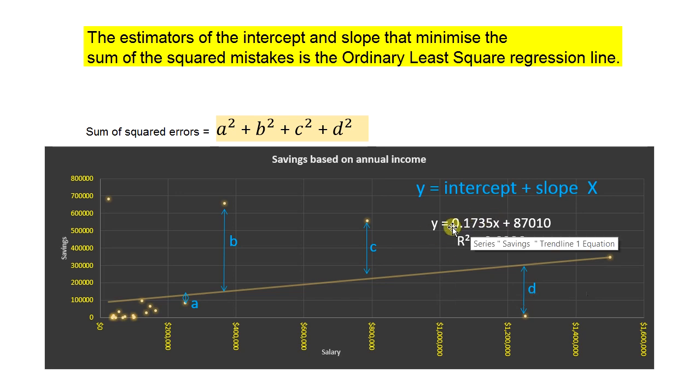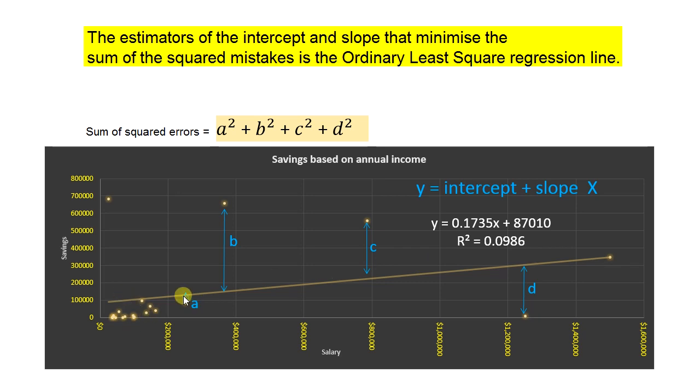The other thing to remember is the slope here. What we are saying is, if your salary increases, let's say by $10,000, your savings will increase by only 17%. That's what the linear regression is saying, because here your savings equals 0.1735 times your salary. In other words, it's about 17.35%. So if your salary decreases, your savings will decrease by 17%. Not the actual savings, but the estimated savings based on the linear regression line.